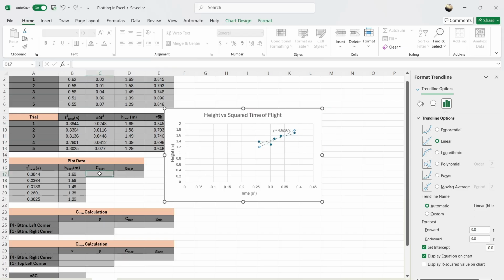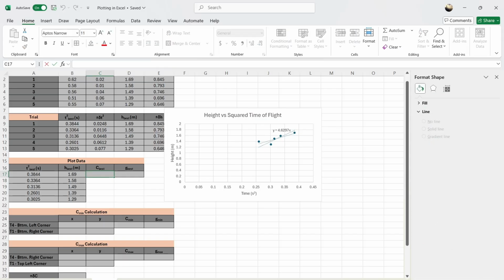So we can write this as our C best. So C best is equal to 4.6297. Now that we have our C best, we need to translate this in terms of what g should equal, and I'm going to go ahead and show you guys exactly how we make that relation. So I'm going to switch over to my iPad, and I'll see you in just a moment.